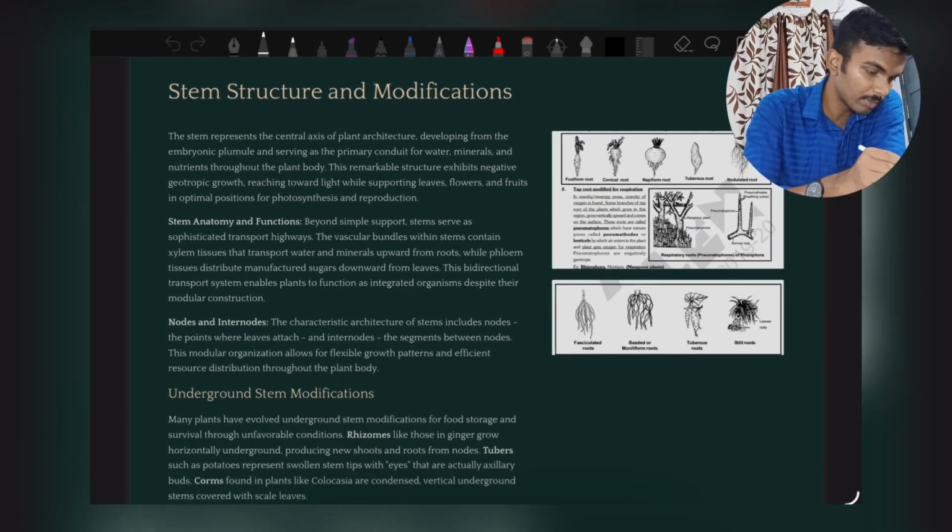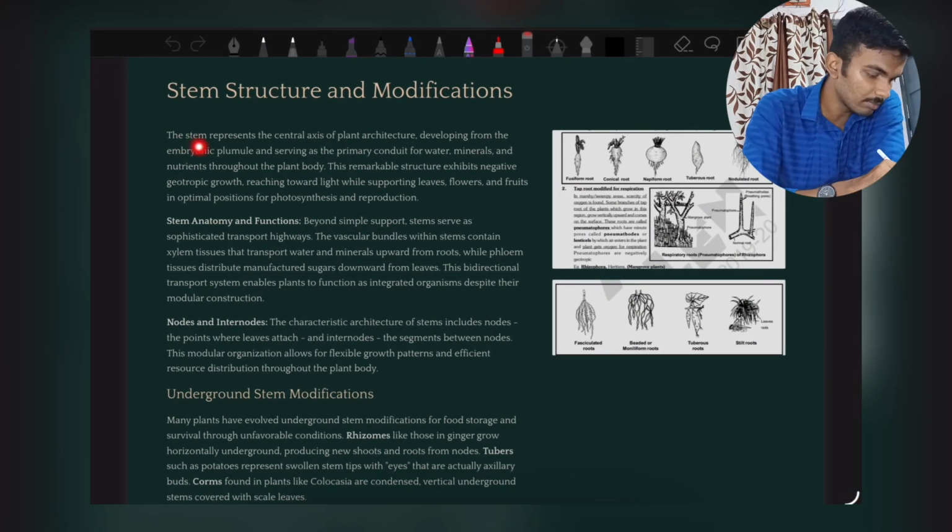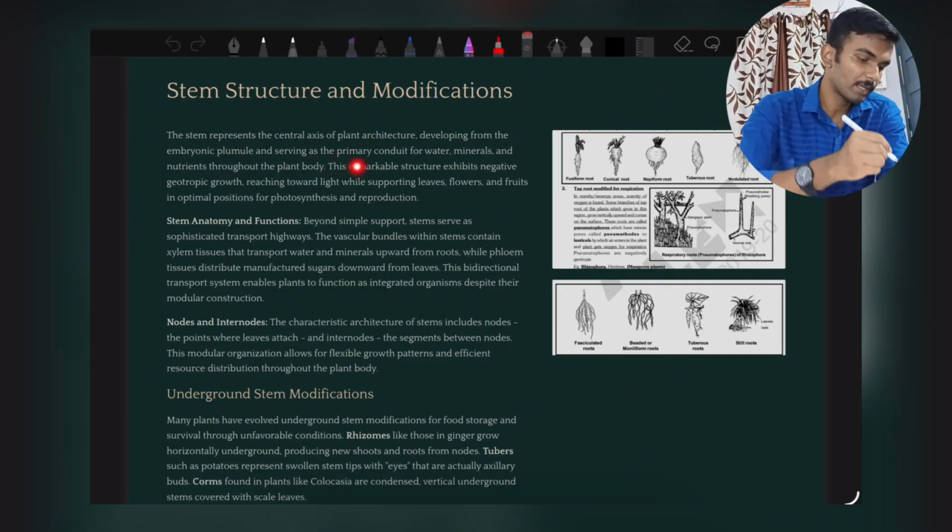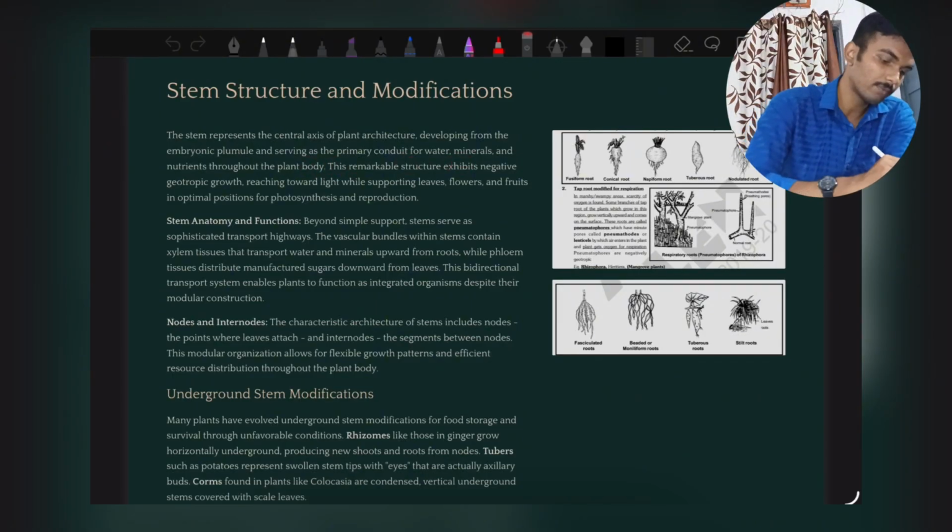Stem structure and modification. The stem represents the central axis of plant architecture, developing from the embryonic plumule and serving as primary conduit of water, minerals and nutrients throughout the plant body. This remarkable structure exhibits negative geotropic growth, reaching towards light while supporting leaves, flowers and fruits in optimal position for photosynthesis and reproduction.